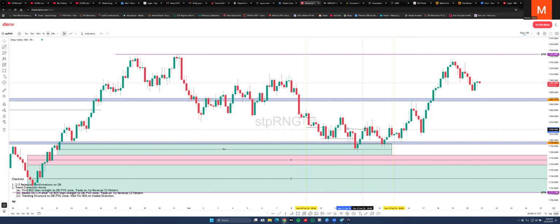Let me put it on the week to avoid the noise, okay? So when we had this break of structure, this full point here became our range, our 4 hours trading range.